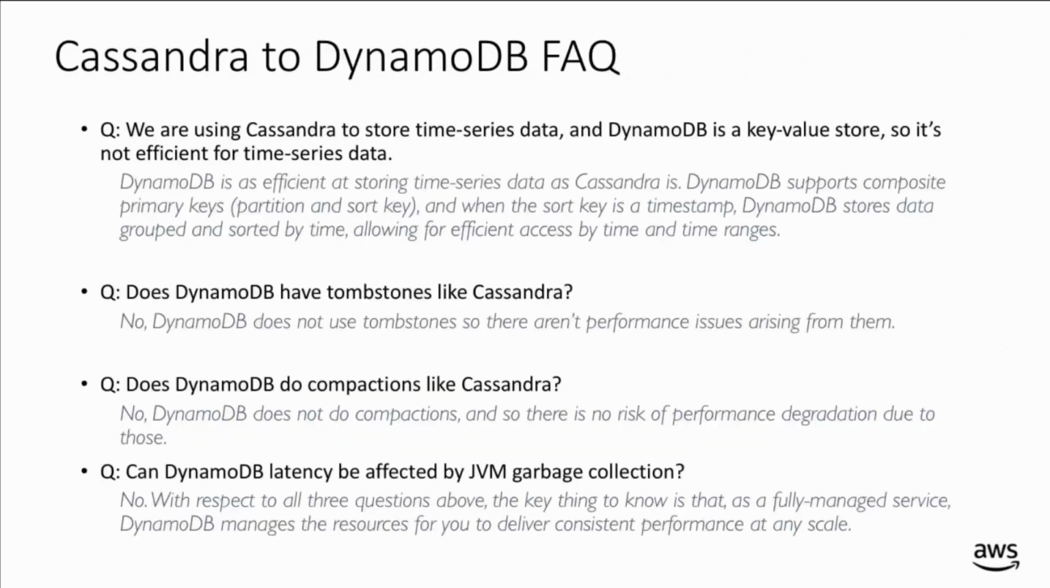So here I have an FAQ. These are really typical questions that come up in conversations. For example, people say, with Cassandra, we can easily store time series data, but DynamoDB is a key value store, so it's not efficient. And that's really not true. As we could see, with DynamoDB, we can use sort keys, which are the equivalent of Cassandra's clustering keys, to organize data that will be very easily and efficiently accessed based on timestamp.